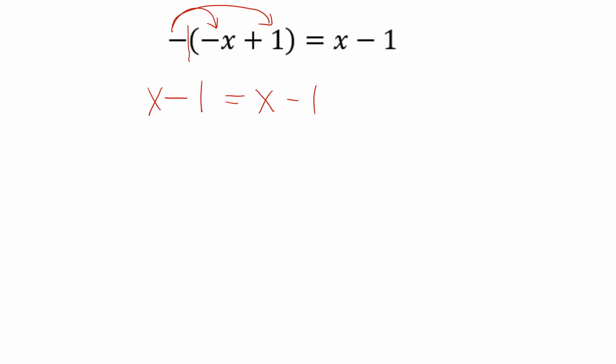Notice your variable terms are identical. You have x and an x. And your constants are identical, a negative 1 and a negative 1. So that lets you know that you have infinitely many solutions.